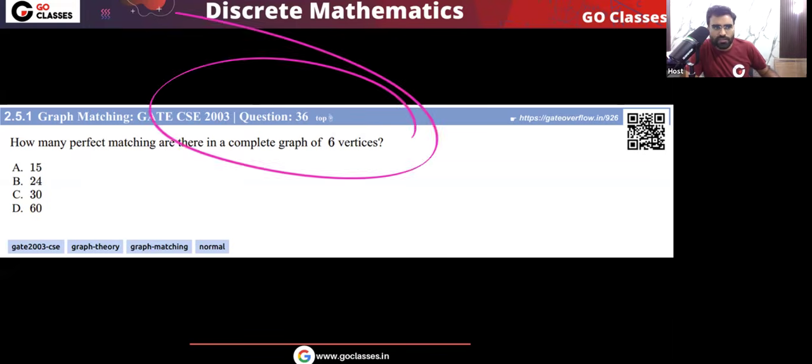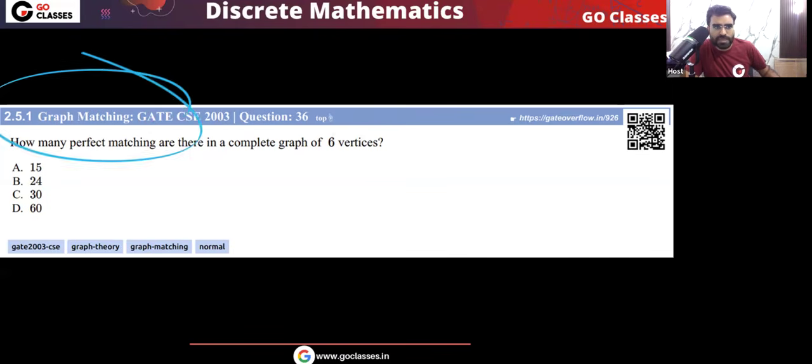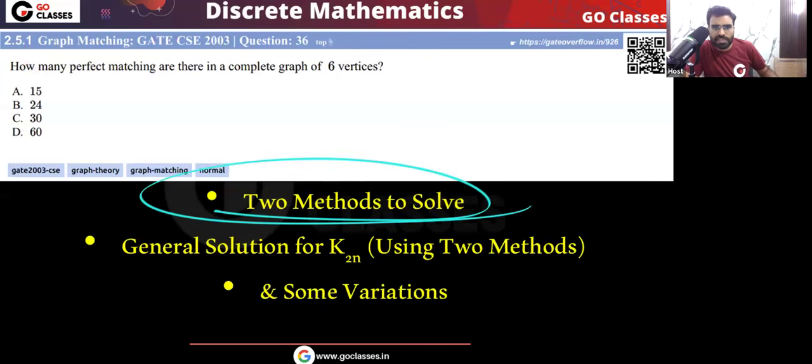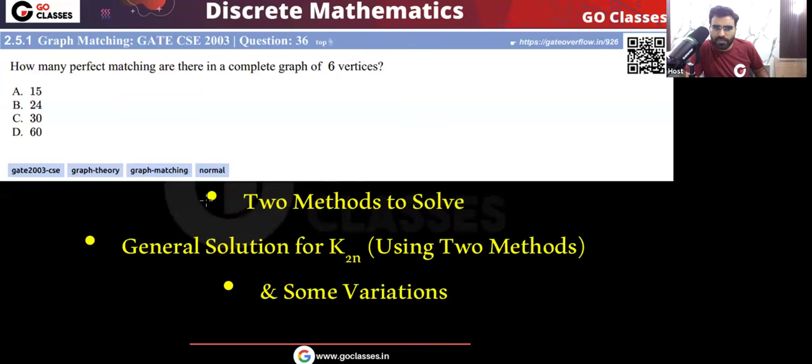So in a complete graph of 6 vertices, how many perfect matchings are there? What is a perfect matching? It is a matching that covers all the vertices. Okay, a matching covering all the vertices, that is called perfect matching. So let's solve this question. Let me tell you, there are 2 methods to solve this question. We will see both the methods. Then we will see the general solution for K2n.